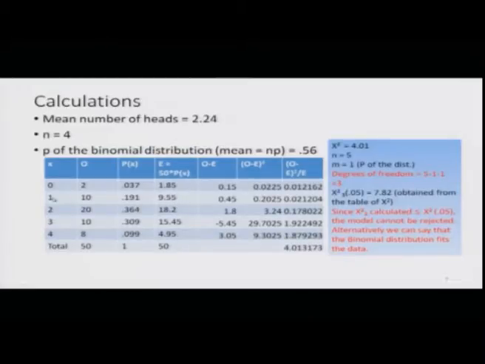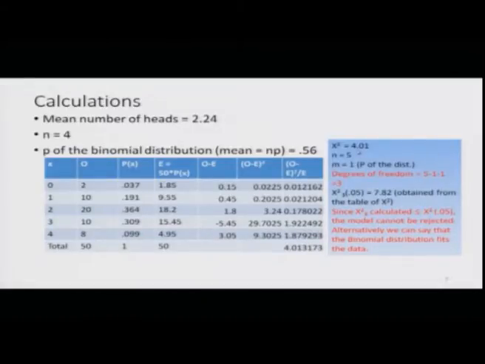They are 9.5 for 1, 18.2 for 2, etc. O minus E: these are O values, observed values, these are E values, you can calculate O minus E, 2 minus 1.85 equal to 0.15. O minus E square will be the square of 0.15, this is 0.0225, and O minus E square divided by E, this is E, is 0.012162. For each value of x you calculate O minus E whole square divided by E and add. The addition gives you 4.01. This 4.01 is the value of chi square.